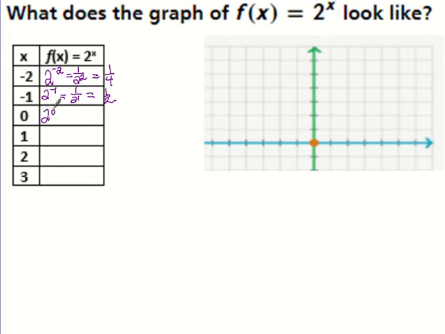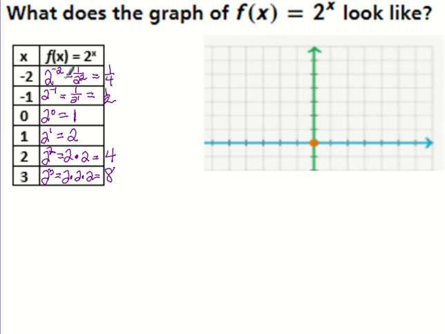All right, 2 to the 0. So we haven't really fully talked about this, but it has come up on some of your quizzes. Anything raised to the 0 power is just 1. All right, 2 to the first power, that is 2. It's just itself. 2 to the second power is the same as 2 times 2, so we would get 4. And then 2 to the third power, remember, is 2 times 2 times 2, which equals 8. So now we have our points: -2, 1/4; -1, 1/2; 0, 1; 1, 2; 2, 4; 3, 8.